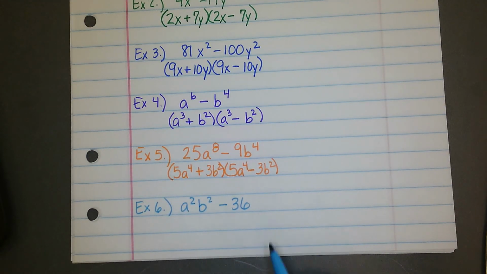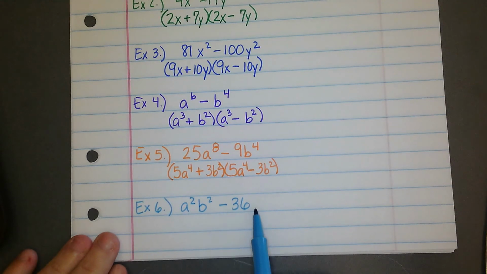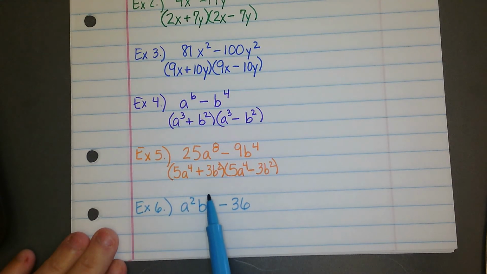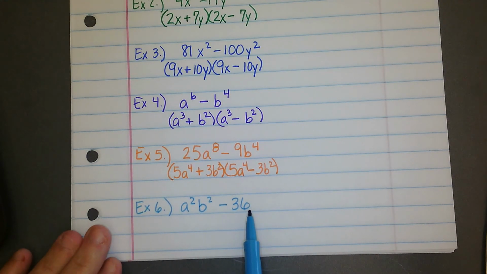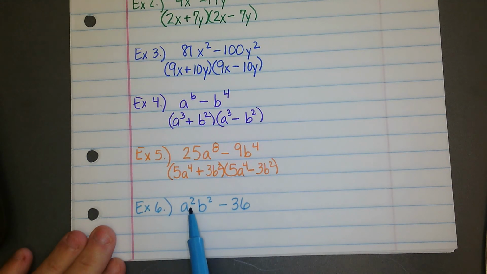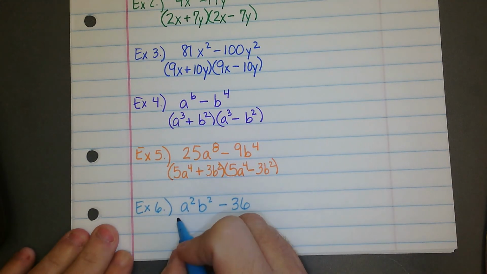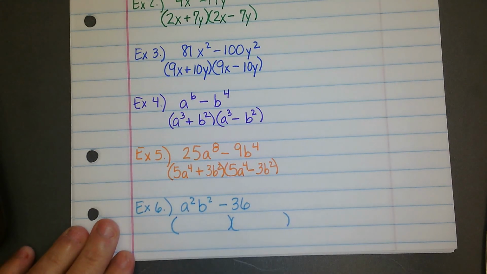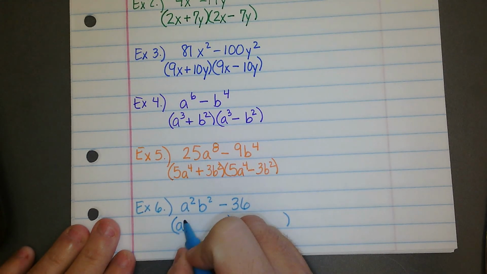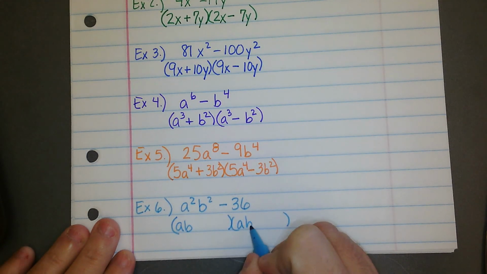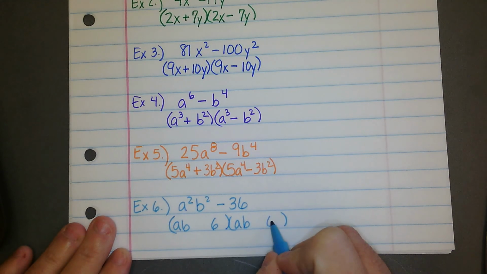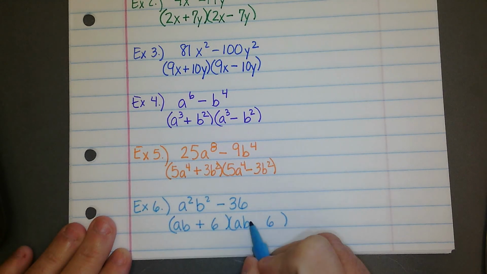Last example. So we have an a squared b squared minus 36. This is a difference of two perfect squares. Notice that I have two terms separated with a subtraction sign. Don't forget, I can take the square root of 36, and my exponents are both even for my variables. So that means that we can make two parentheses. We're going to split these variables in half, so we have a and b in the front. 36, the square root is 6. And then, of course, we're separating this with a plus and a minus.